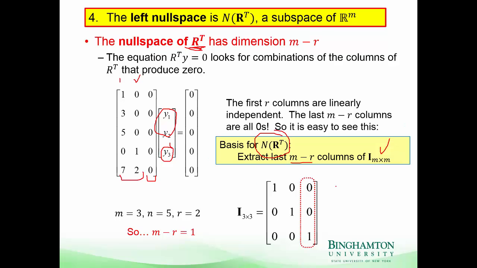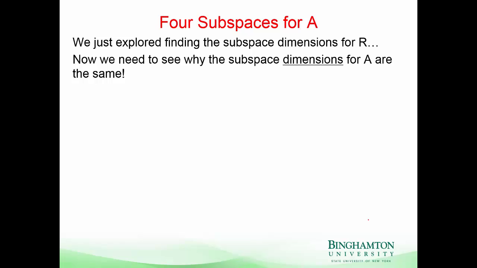So the last m minus r, in this case m minus r is 1, so we take the last column of that. You can see that what that does is it sets the pivot variables to 0, and it sets the one free variable to 1, and so that becomes a basis for that. So that's pretty straightforward. All right, so we've got the 4 spaces nailed down for R, and we understand the dimensions, and we looked a little bit at how to actually find out what spans those spaces.